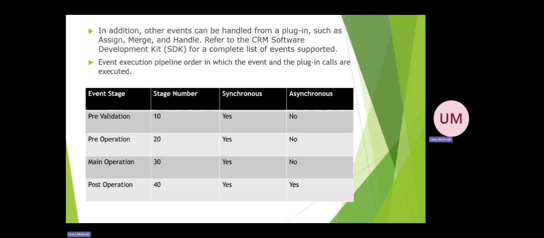Synchronous means once the user clicks on save, until all the operations are performed, the screen will be frozen. Asynchronous means it will be triggered and the user will be unblocked. It will be executed in the background. Whether it succeeded or failed, you can find in the system jobs.